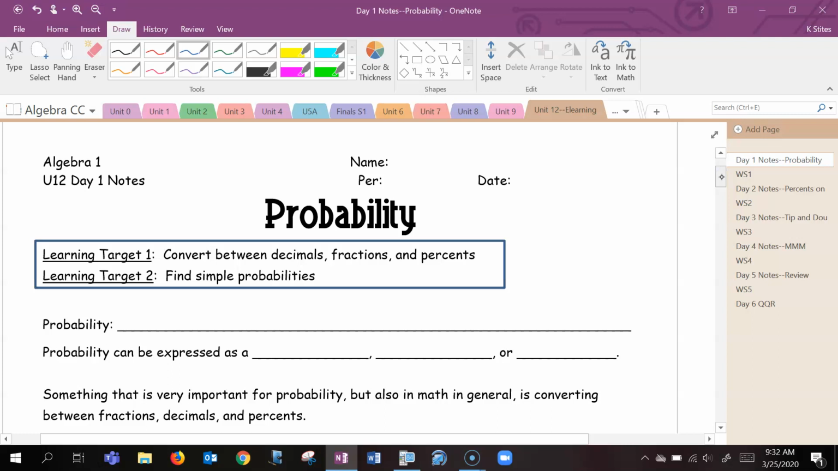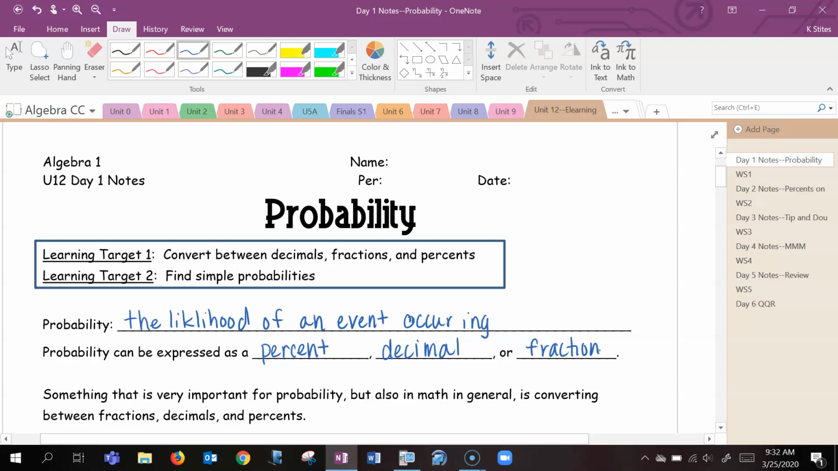So probability, first let's give you a definition. Our definition of probability is the likelihood of an event occurring. Probability can be expressed in 3 ways. We can express it as a percent. We can express it as a decimal. Or we can express it as a fraction.